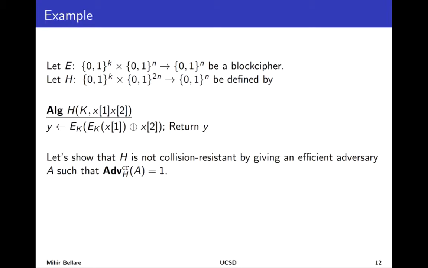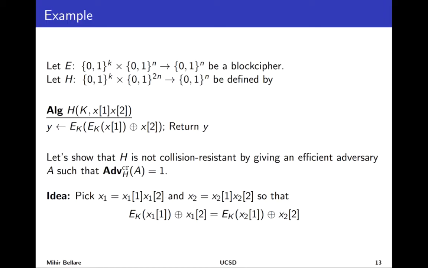This claim is true regardless of the block cipher. No matter how secure a block cipher you had, or what PRF security it had in particular, the hash function fails to be collision resistant. There's always going to be an adversary that achieves advantage 1 in the collision resistance game.